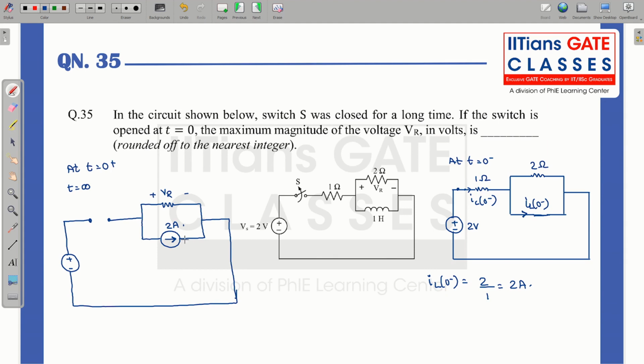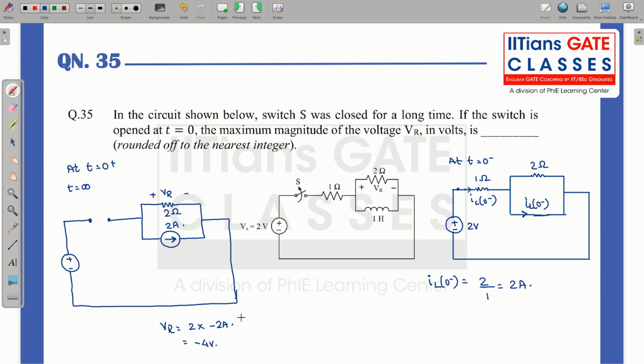So what will that be? You can see VR comes out to be, the value of this is 2 ohm, so this will be 2 ohm into minus 2 ampere. Why? You can see the polarity is from minus to plus and the current here is flowing from minus to plus. So this comes out to be minus 4 volt.